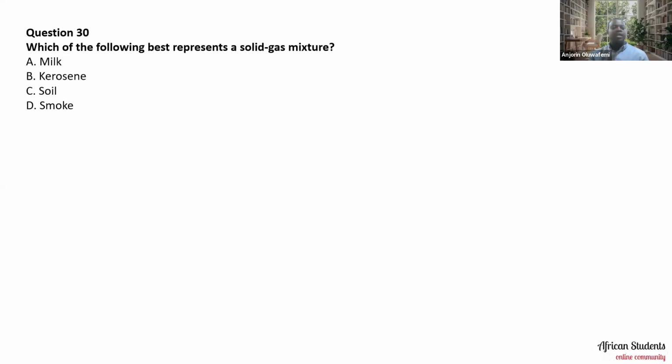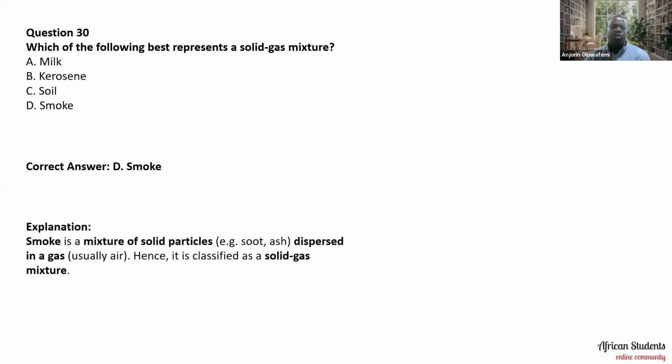Then question 30 says, which of the following best represents a solid-gas mixture? Is it A, milk? Is it B, kerosene? Is it C, soil? Or D, smoke? The right answer is smoke. Smoke is a mixture of solid particles, e.g. soot, ash, dispersed in a gas, usually air. Hence, it is classified as a solid-gas mixture.